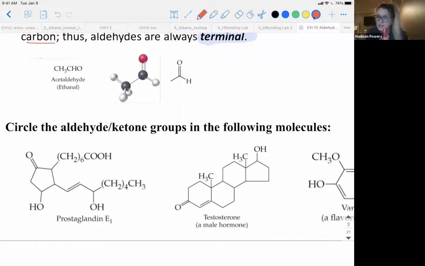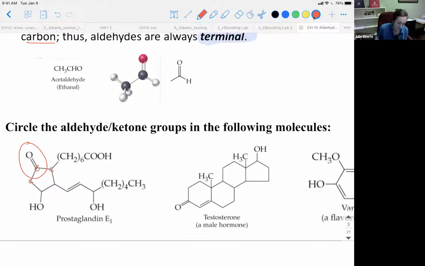I just saw a ketone on the first one. Yeah, it's right here. Okay, there's the ketone. So there's the carbonyl carbon, and it's bonded to a carbon group there and a carbon group there. So that is the ketone. Okay.